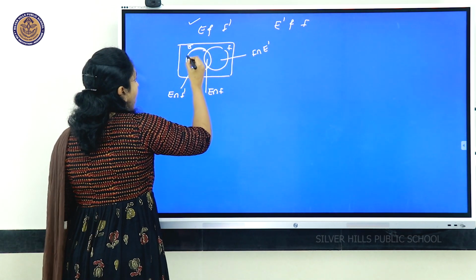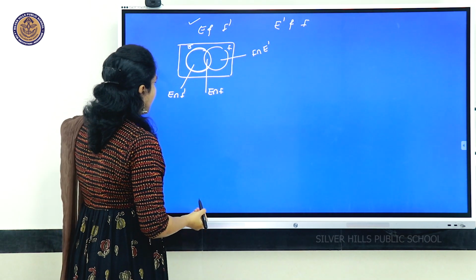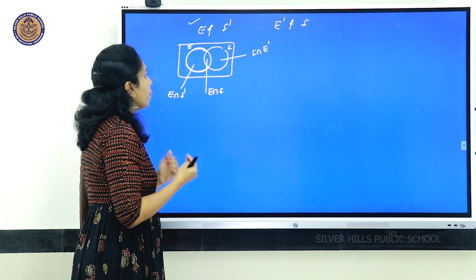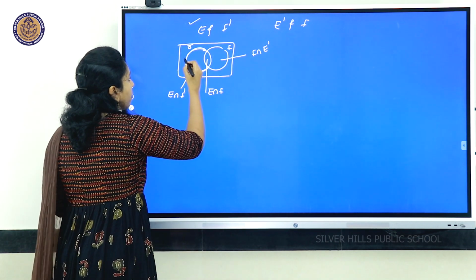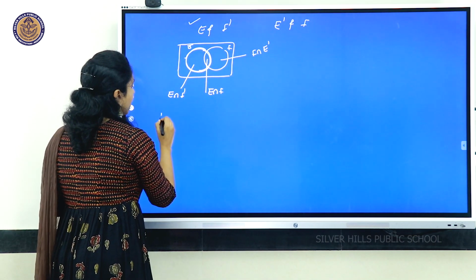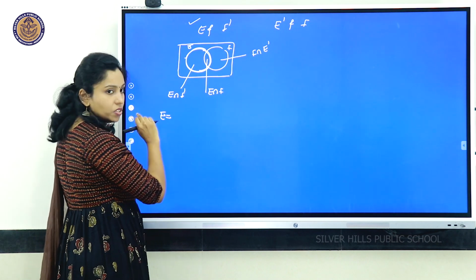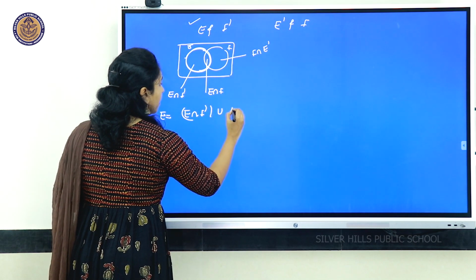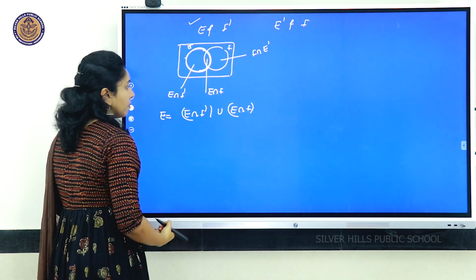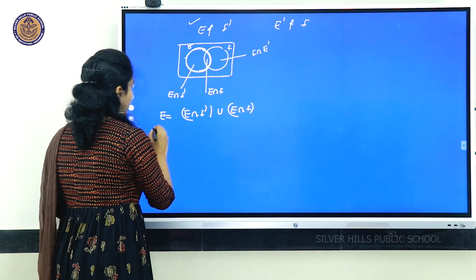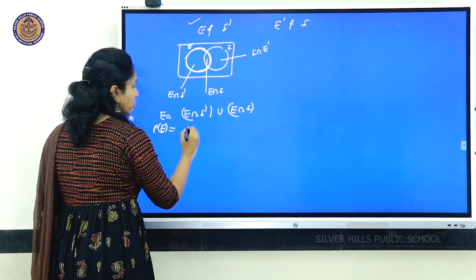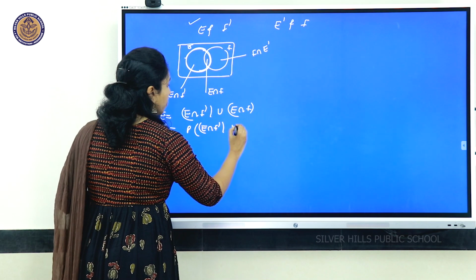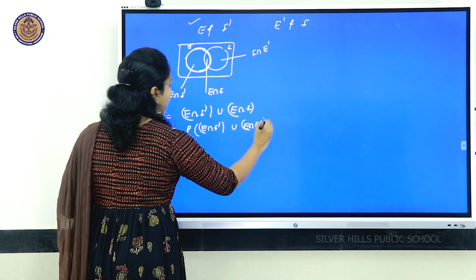From the figure, children, I have three disjoint regions. One is E intersection F complement, the other one is E intersection F, and the third one is F intersection E complement. Now from the figure, I am going to write E as the union of these two regions: E intersection F complement union E intersection F. And then I am going to find the probability on both sides. Probability of E is equal to probability of E intersection F complement union E intersection F.